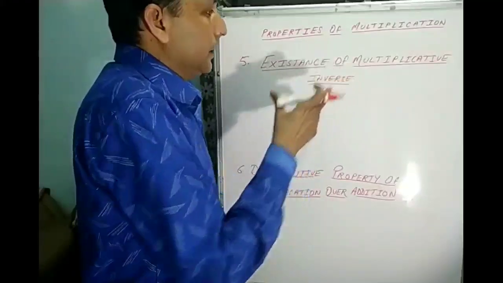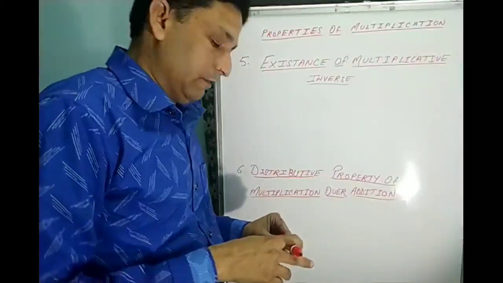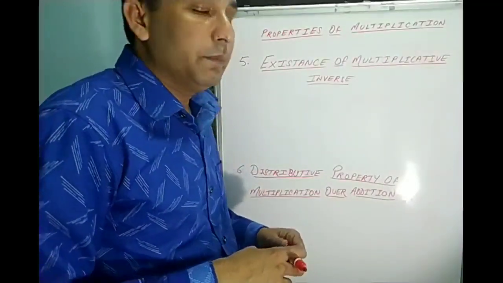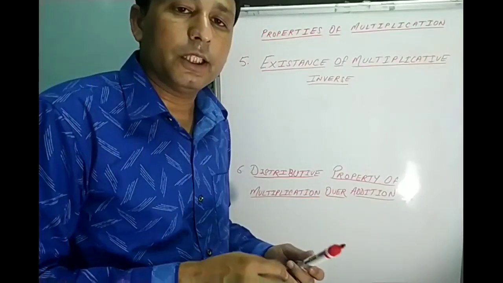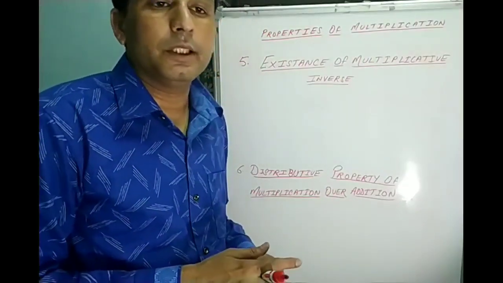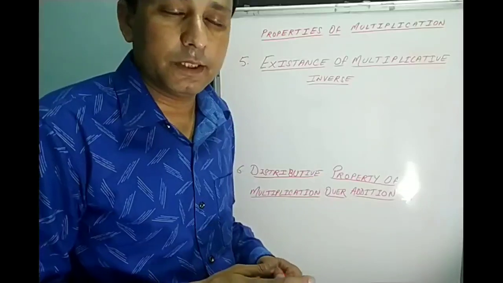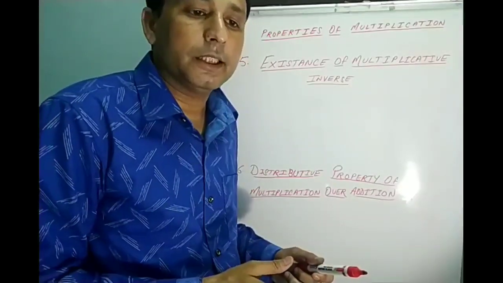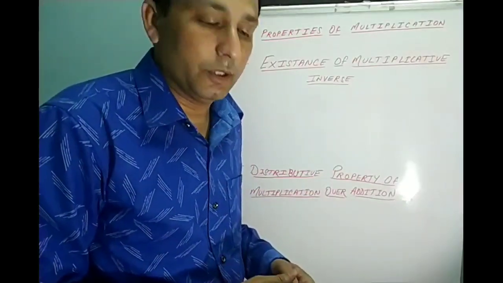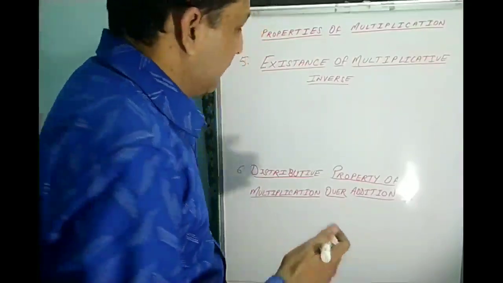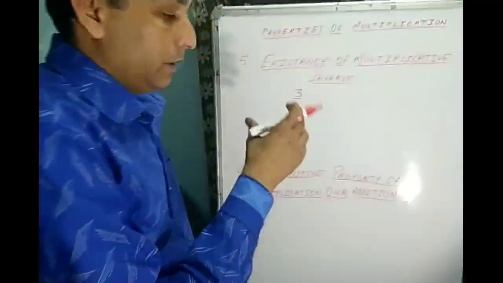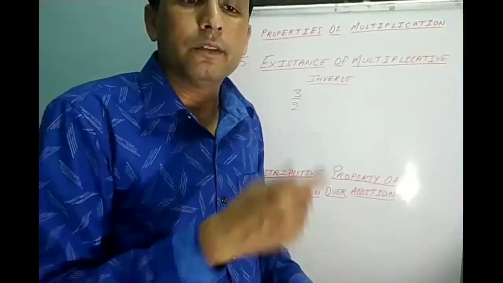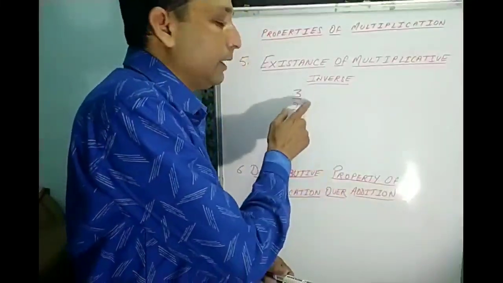Fifth is existence of multiplicative inverse. What is multiplicative inverse? In other words we can also say that the reciprocal of a rational number is known as multiplicative inverse and it is denoted as raised to the power minus 1. Let us take an example. If I write 3 upon 2 and the question is to find out the multiplicative inverse of that given rational number, that is 3 upon 2.